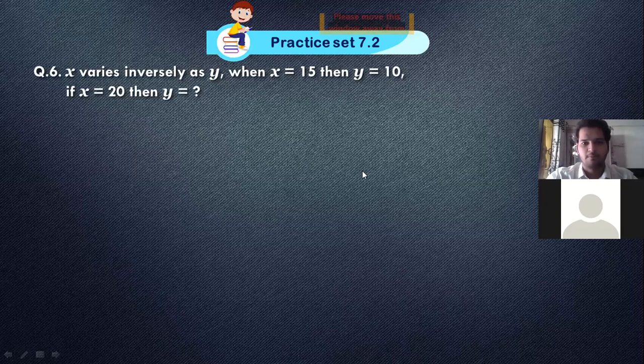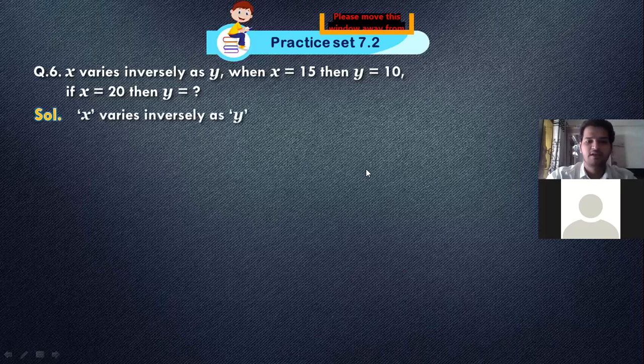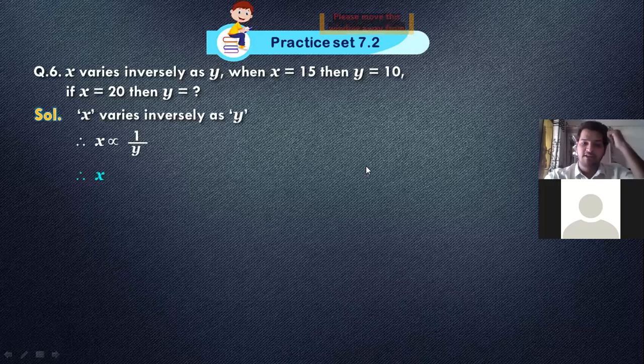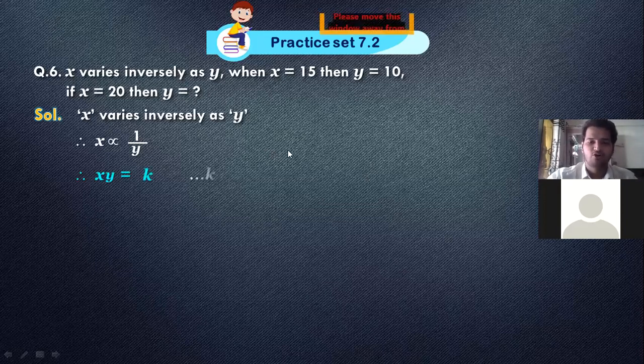So first of all, our steps are very clear. We have to write the variation. So x varies inversely as y. How to write it? X varies as 1 upon y. And whenever you have inverse variation, what do you do? Into. So x into y will be equal to k. What is k? K is the constant of variation. And call it equation number 1.